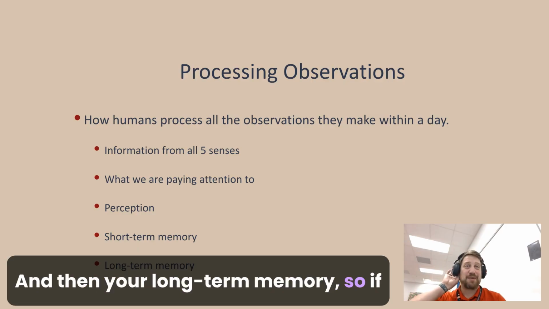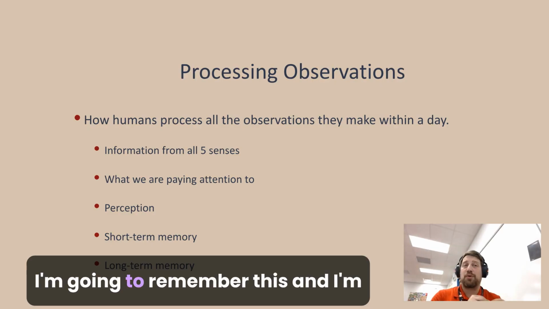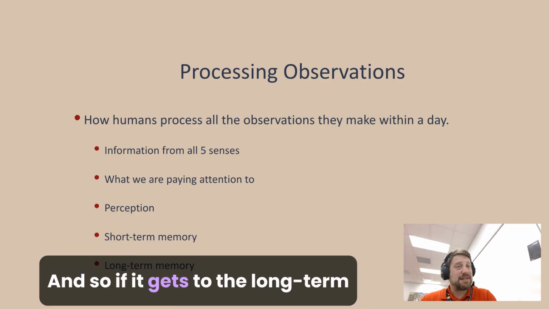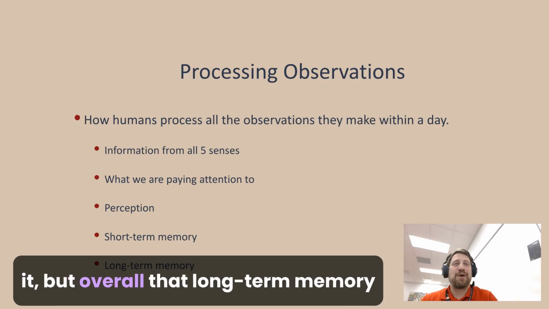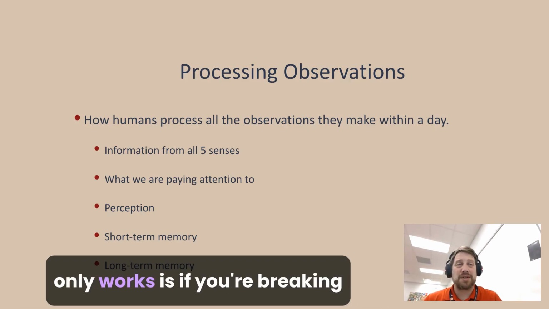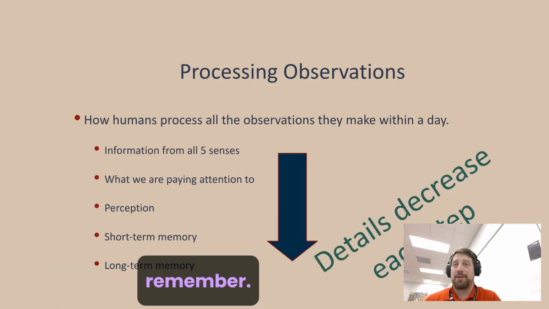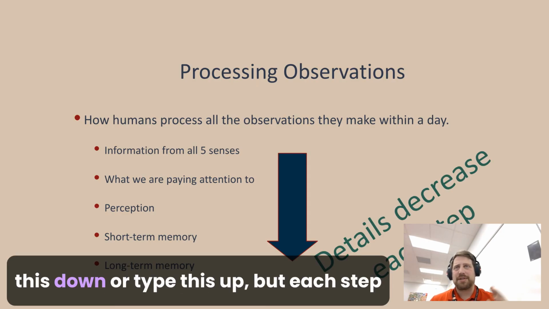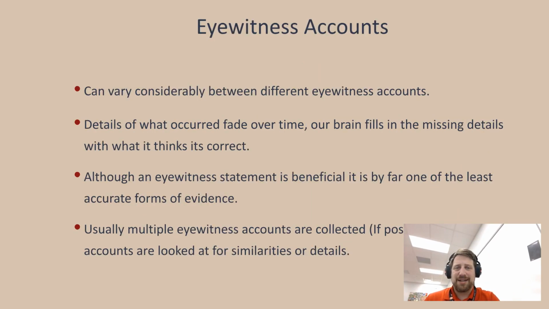And then your long-term memory. If it finally makes it there, then your brain has said, this is important information, I'm going to remember this, and I'm going to put it away for safekeeping for later. If it gets to the long-term memory, you'll remember a lot more of it. But overall, long-term memory only works if your brain deems it important enough to remember. So really quickly, if you have notes, I would write this down or type this up: each step, we lose details, we lose information. So it's important to keep that in mind.